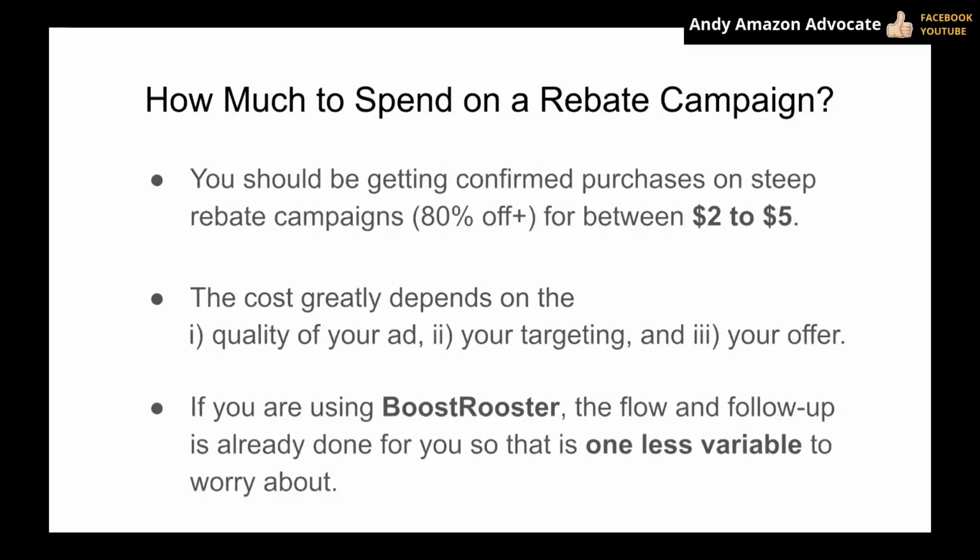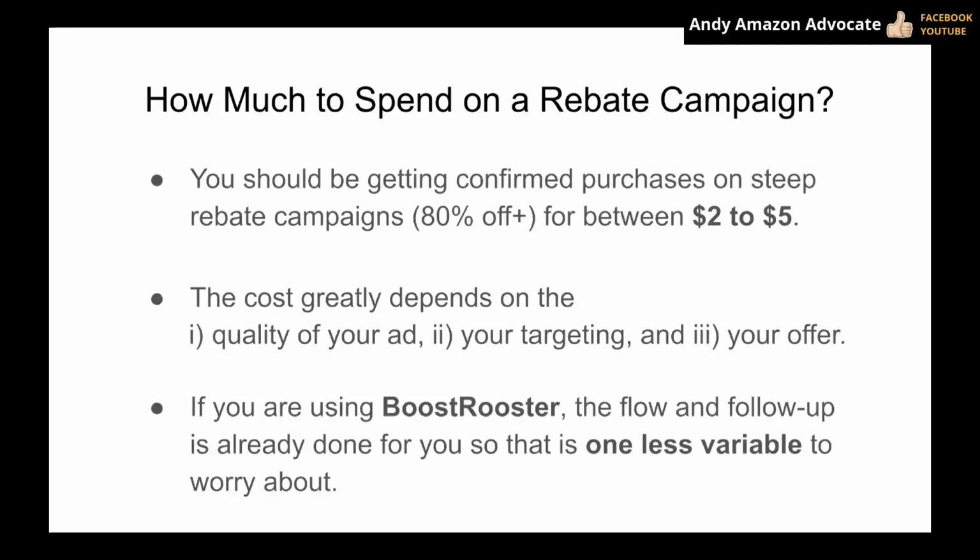Okay, so just for your background information, when you're running these campaigns, you're doing, say, an 80% off reward card campaign. You should be getting rebates, confirmed buyers for between $2 to $5. If it's under $1, you're probably getting a lot of low quality buyers. If it's over $5, you're probably not really having an enticing offer, or people just don't want your product even at a discount, which is a bad sign. So it should be between $2 to $5.